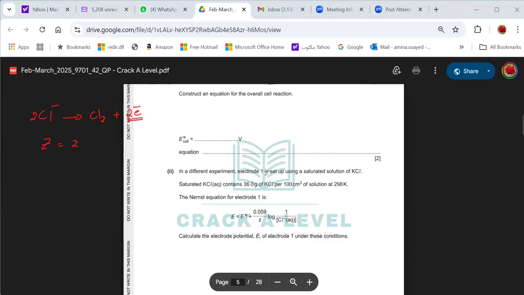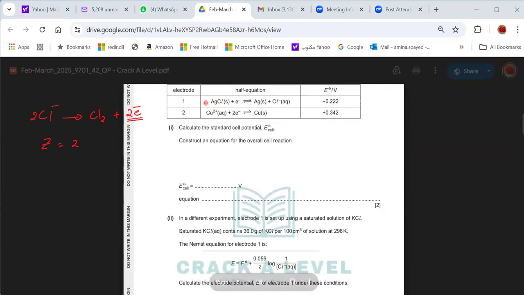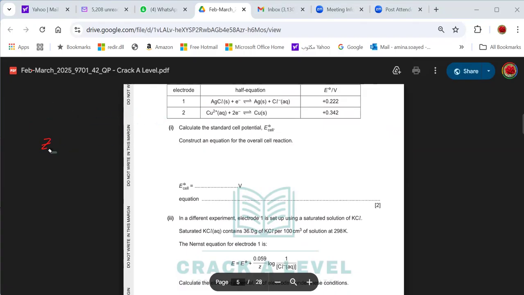And now they said, let us see the first equation, electrode potential. But they are talking about electrode 1. So in electrode 1, we see that there is only 1 electron involved in the reaction. So this means that Z equals 1. And now we are going to substitute in the equation E equals E naught. So the E naught is 0.222 plus 0.0591 over 1 because the Z is 1, log 1 over the concentration of the chloride ion.